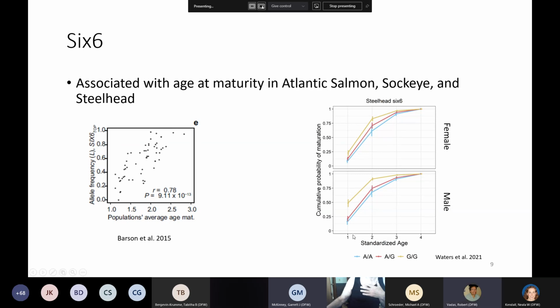And so you can see for males, there's a pretty significant difference. Individuals with the GG genotype, about half of them will mature at age 1. And in contrast, heterozygotes and individuals with the AA genotype, less than a quarter of them will mature at age 1. So the GG genotype will have a much higher rate of early maturation in steelhead.